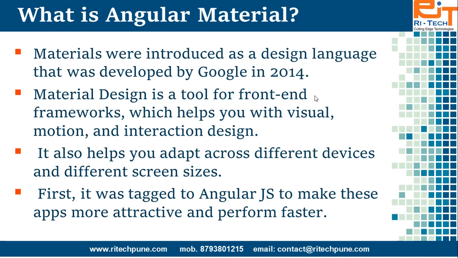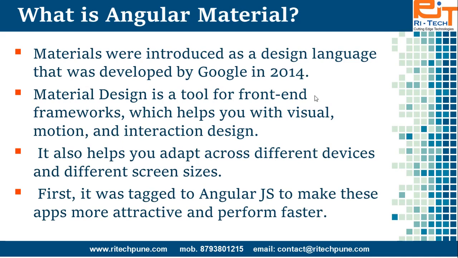So Material Design is a specification, or design language, available for front-end frameworks like React, Knockout, AngularJS, Vue or Backbone. We can use this material design language to make your client-side applications, or SPA applications, or front-end applications more attractive by adding visual motion and interactions to them. It also helps you adapt across different devices and different screen sizes.